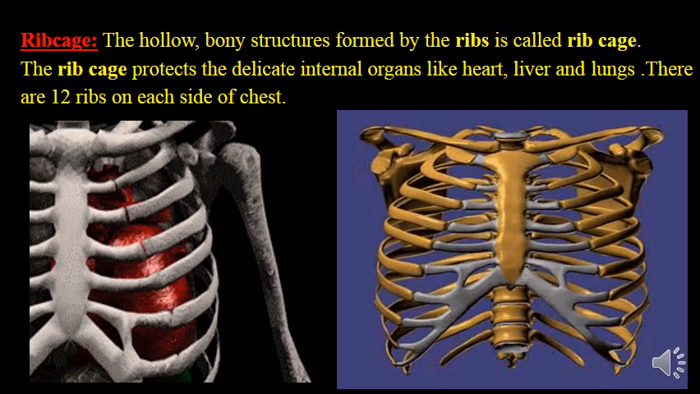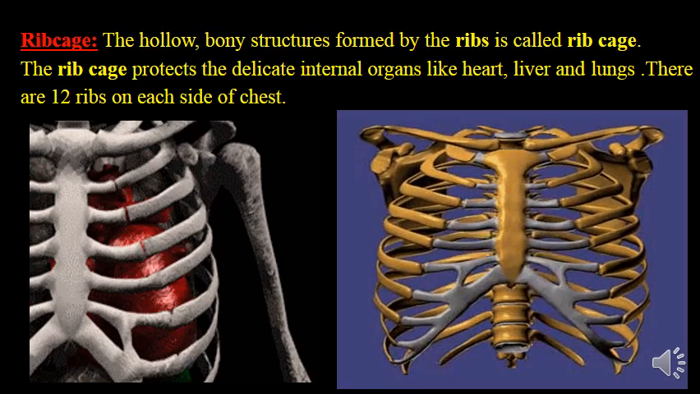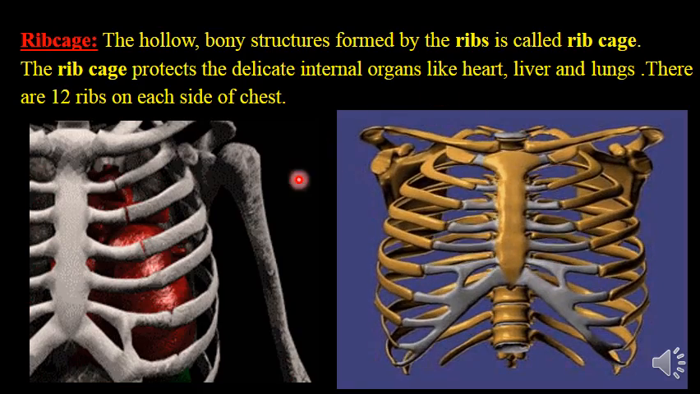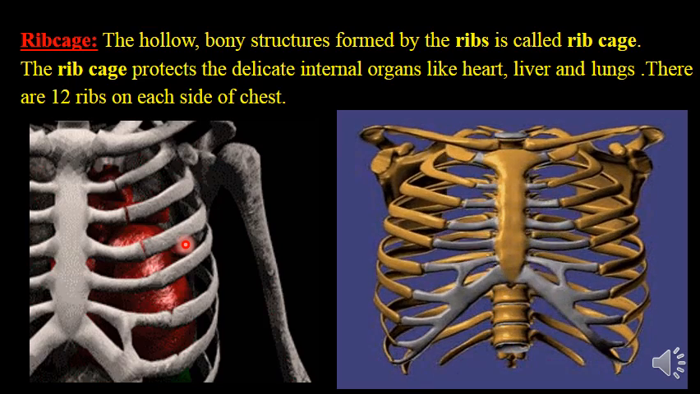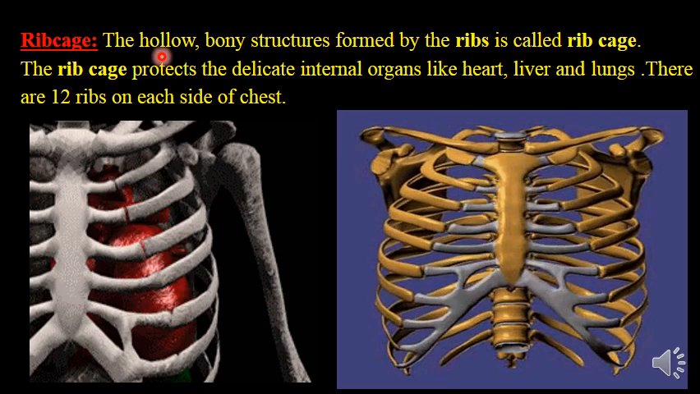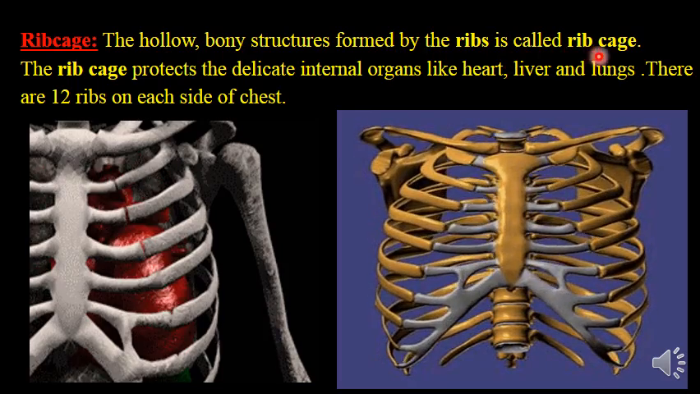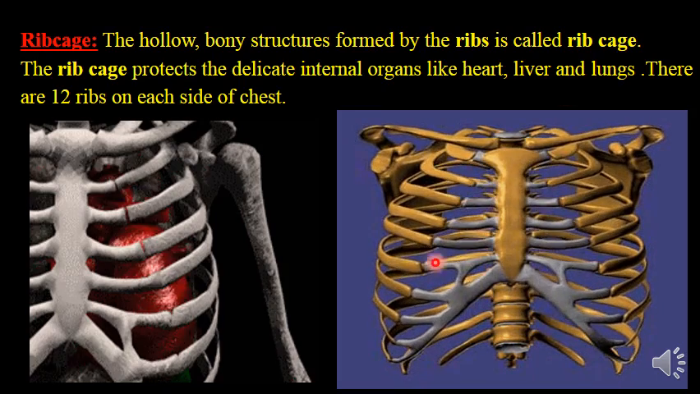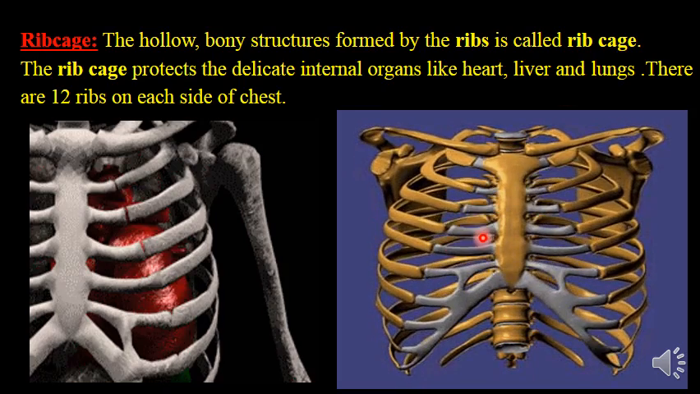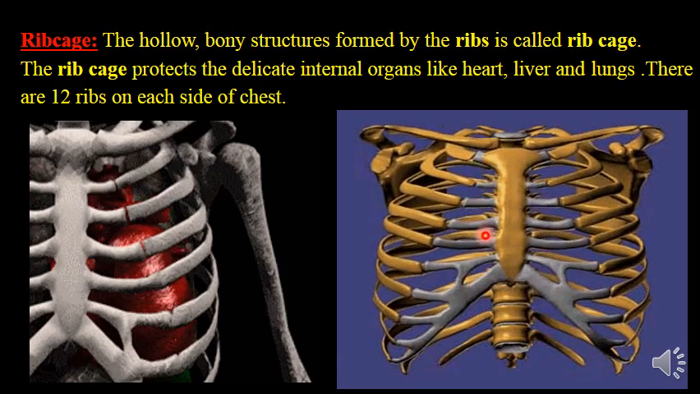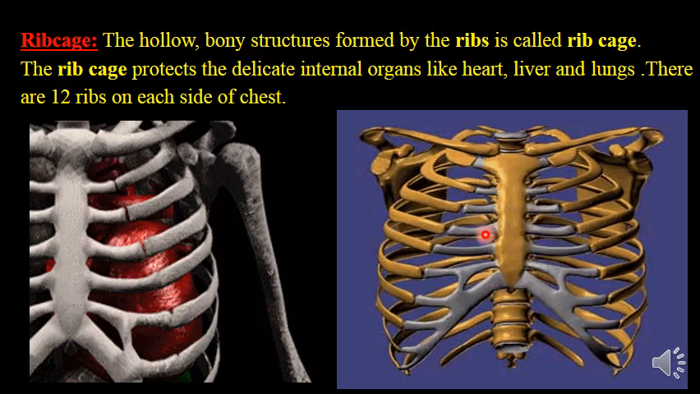Ribcage is one of the bones which helps to protect the internal organs. The hollow bony structure formed by the ribs is called the ribcage. This is called a ribcage, which we know as the chest. We used to call it a chest, right?